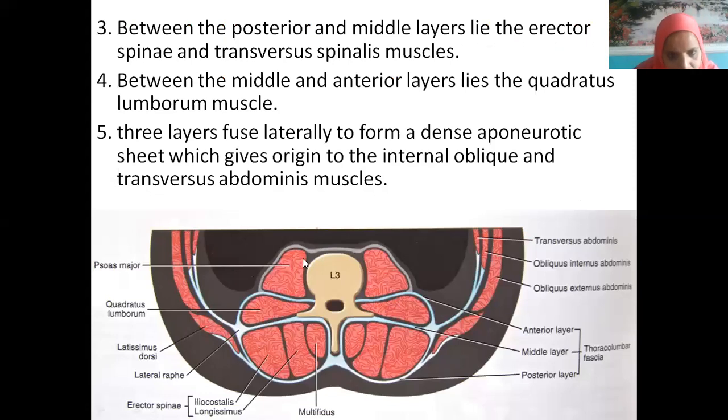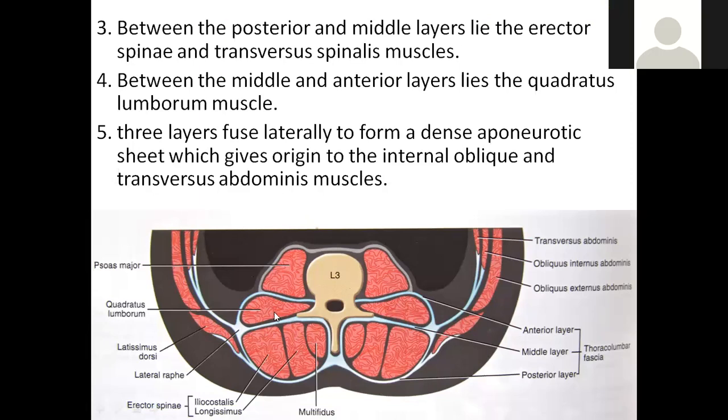This is one more picture, taken preferably at L3, I told you. So what are the muscles we have? Psoas major, quadratus lumborum, and all together is erector spinae, but I told you we have many components. The components are multifidus, longissimus and iliocostalis. So this becomes which layer?